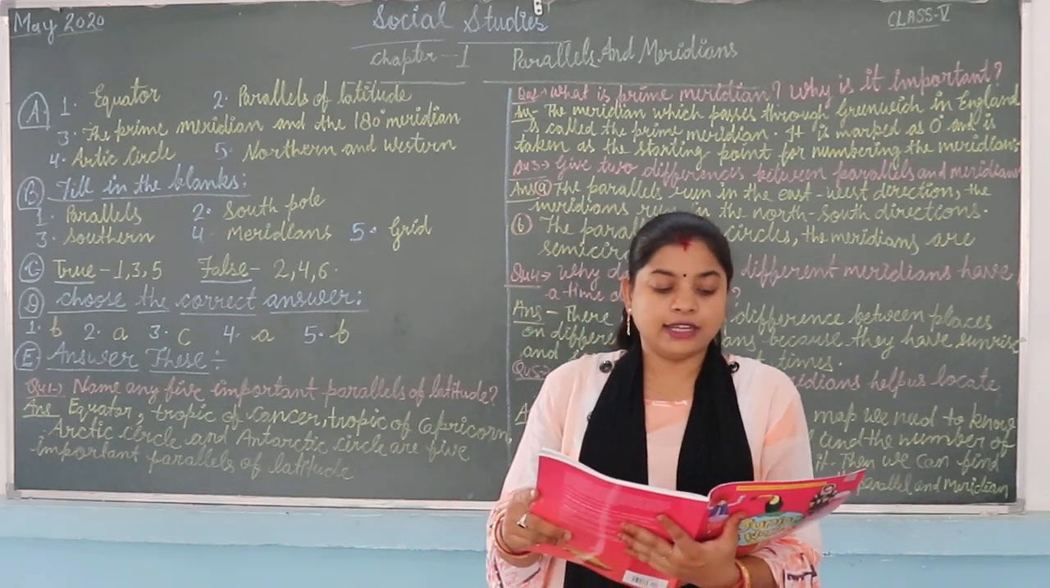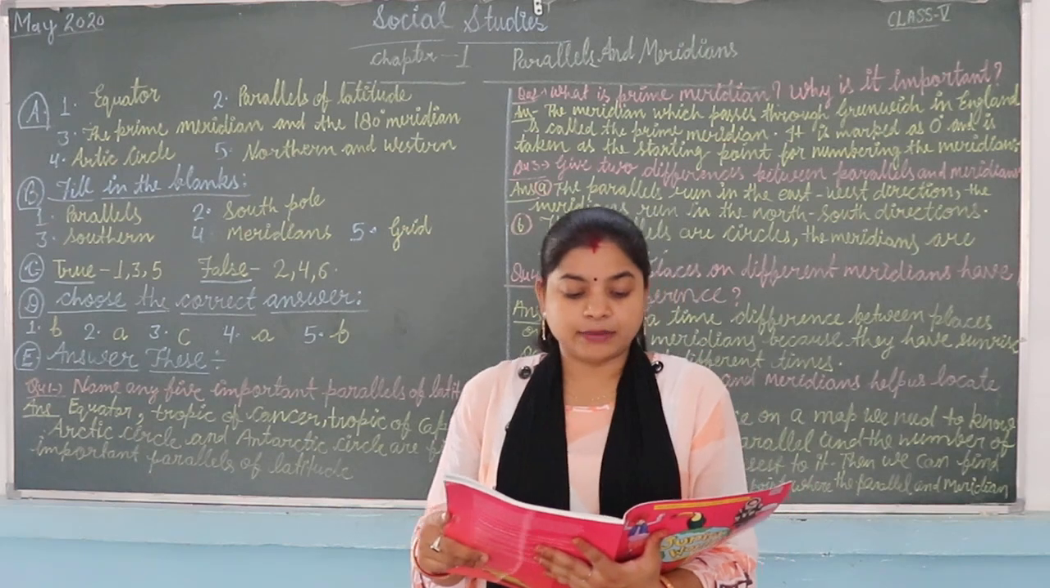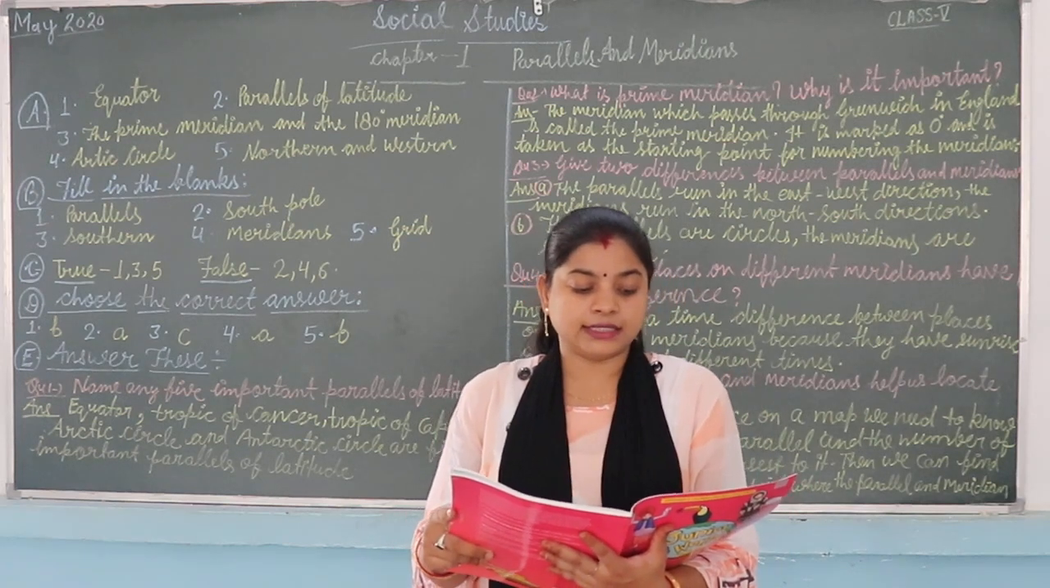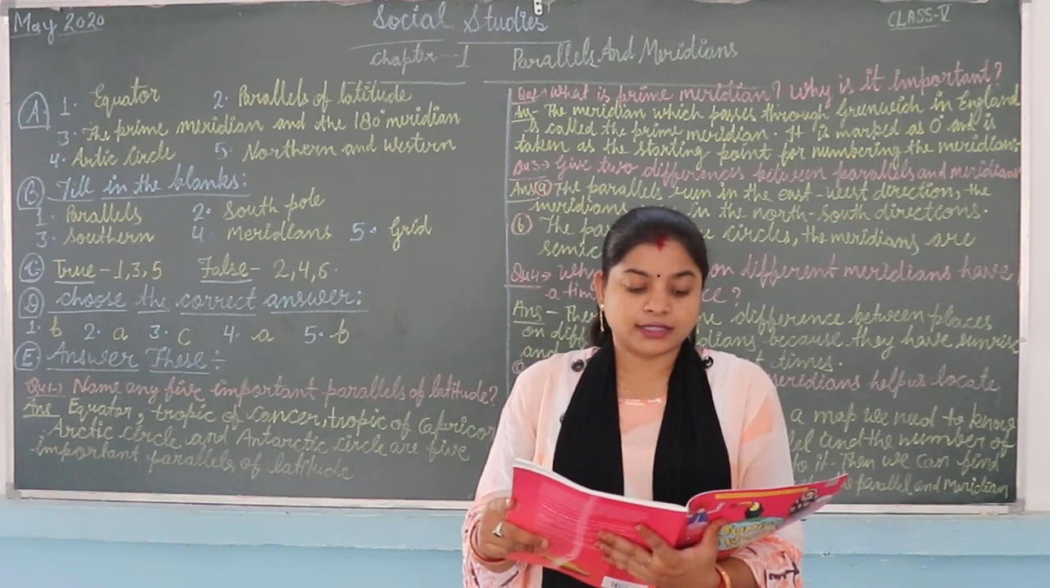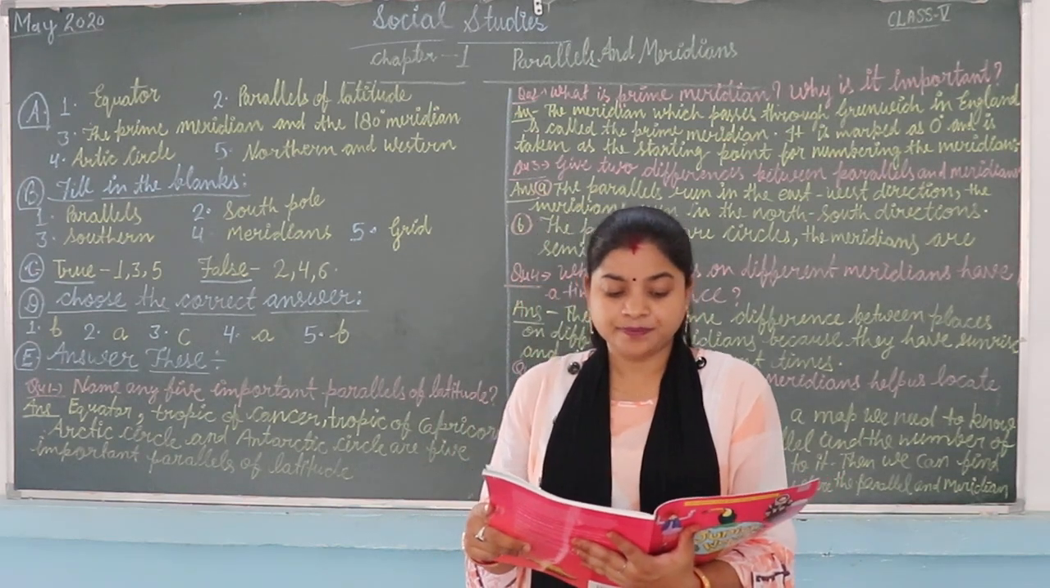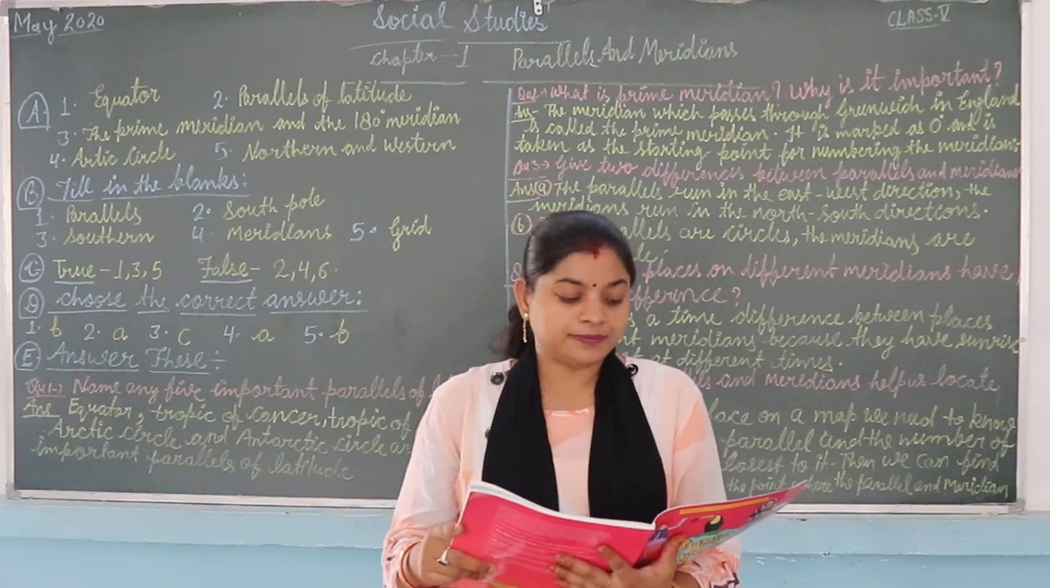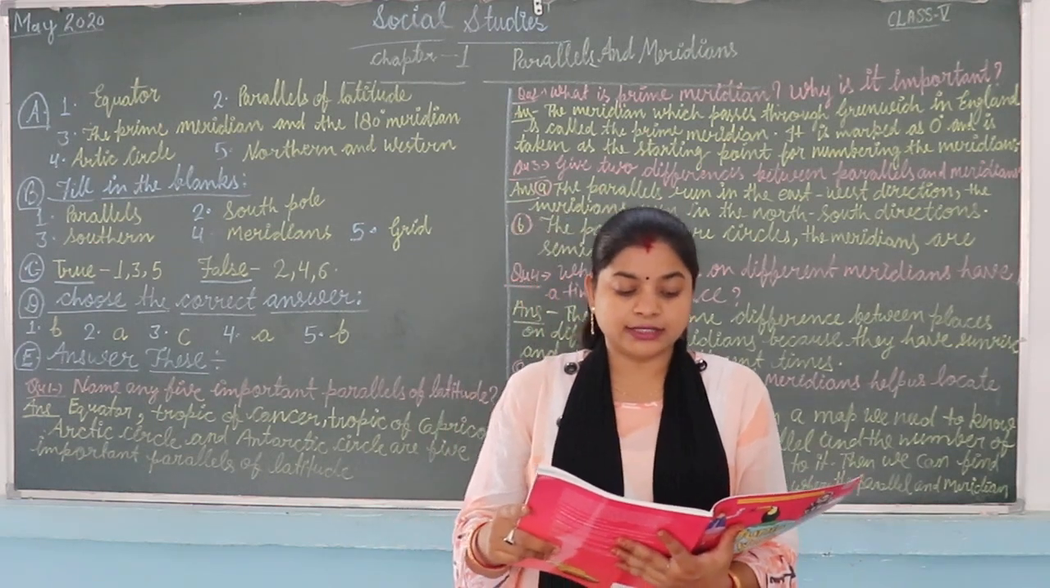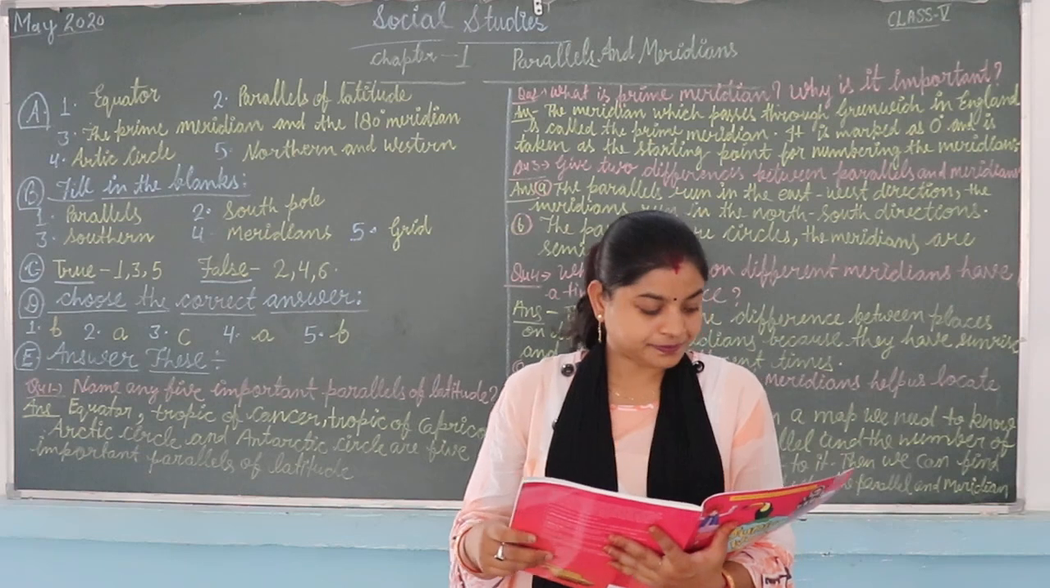The letter N or S added after the number tells us if the parallel is in the northern or the southern hemisphere. The north pole is 90 degree north and the south pole is 90 degree south.